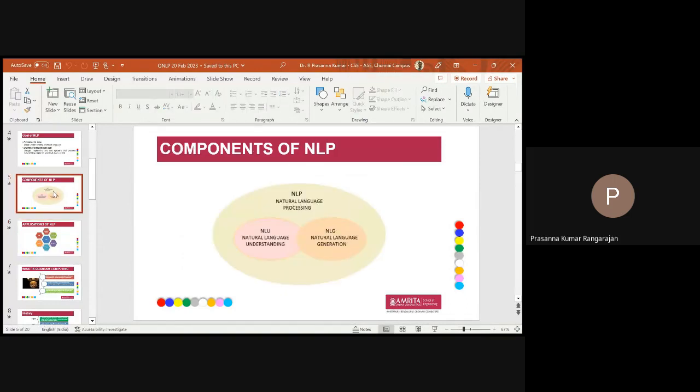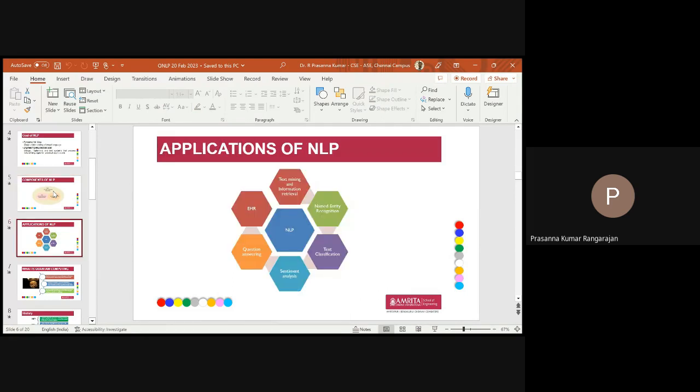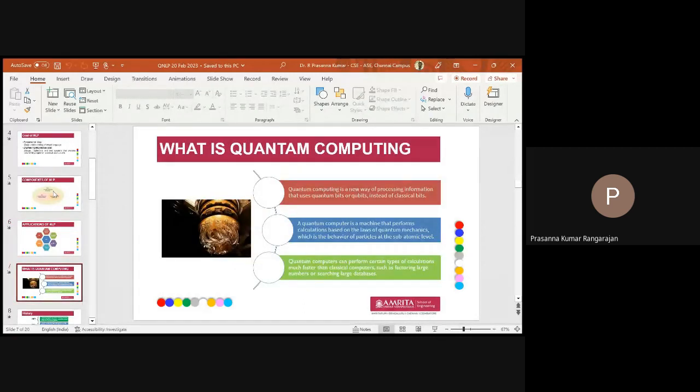It talks about NLU and NLG, the two components of NLP. And this is the slide I was just explaining: the NLP applications like text mining, NER, text classification, sentiment analysis, question answering, and EHRs. Okay, maybe I'll just go with this mode instead of the full screen mode. Now, with this introduction to NLP and its applications, we'll move on to the next part.